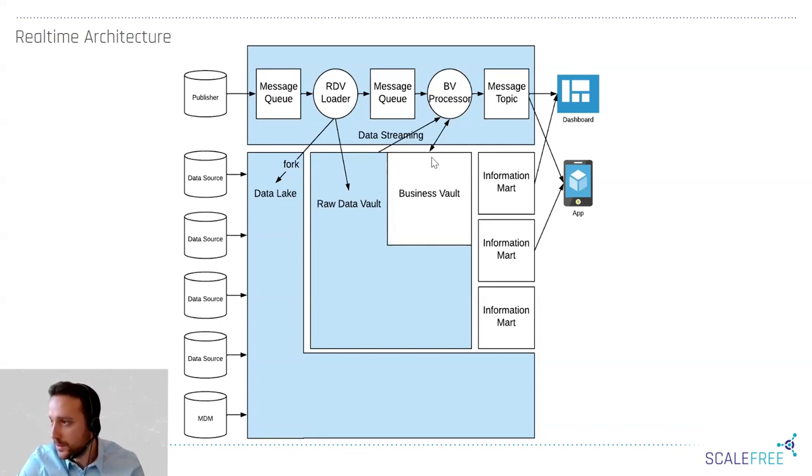You can see this arrow indicates that it can load data into the raw Data Vault, but also read data from the business vault, and also from the raw Data Vault. After the process is done, the data is sent to a dashboard or application, or if the payload is huge, only a notification is sent to inform the application or the dashboard that they can do a refresh. This will work because all the information marts are virtualized, right?